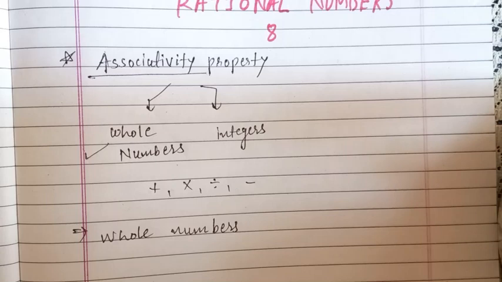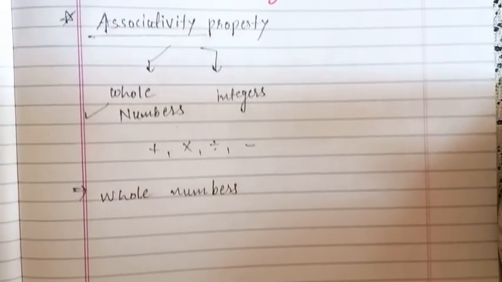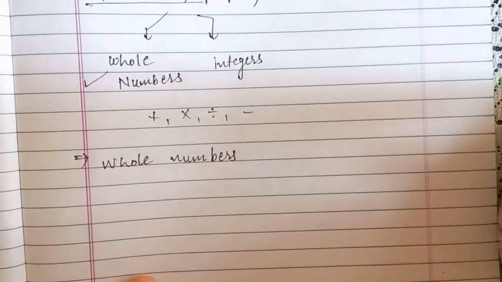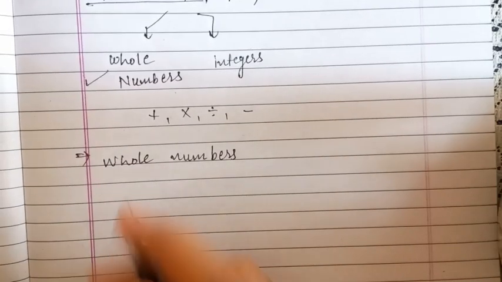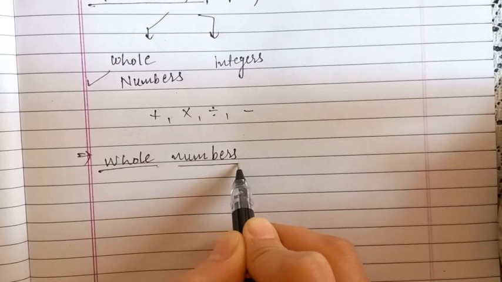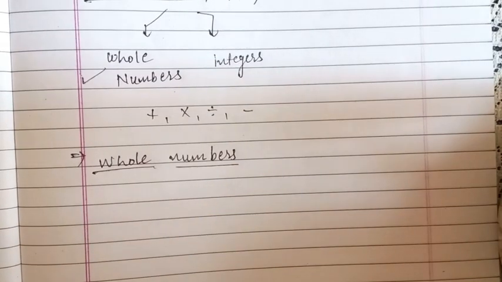Associativity means first make a group, then do the operation, then change the group and do the operation, and check whether the answer will be the same or not. With an example, you will get to know what the associativity property is and how it is satisfied or not.